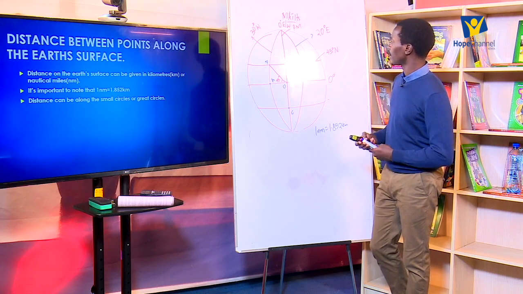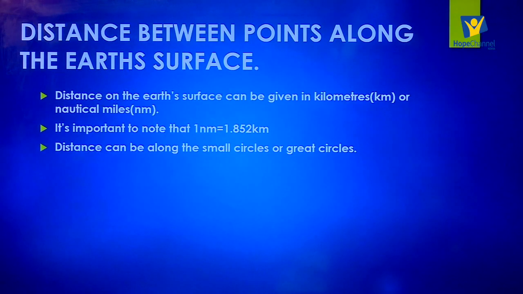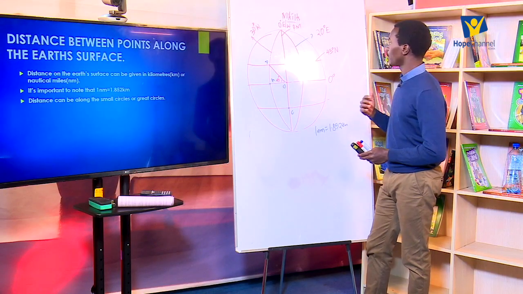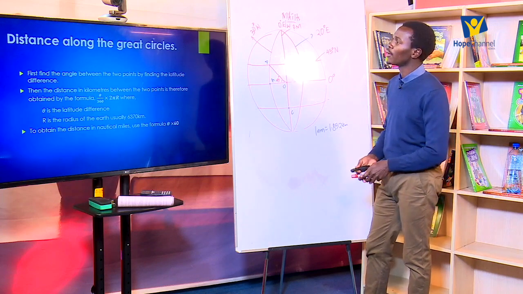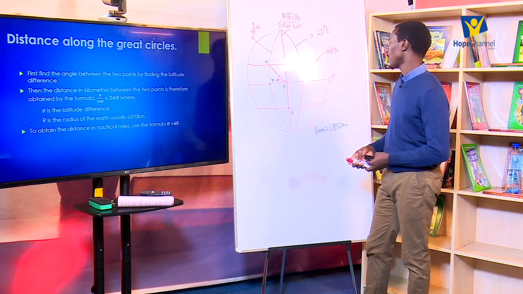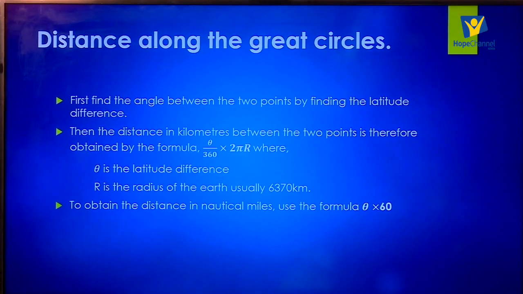Now, distance along the small circles and the great circles. I have said that distance can be calculated either along the small circles or along the great circles. That is, it can be east to west or north to south, south to north, or west to east. It depends with the question. So we are going to start with the first part, and that is distance along the great circles.